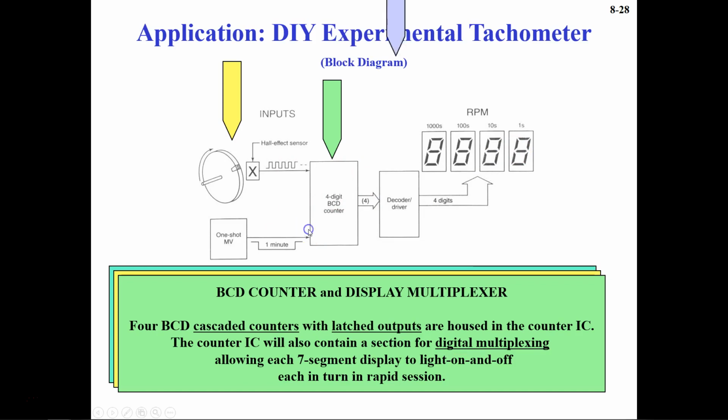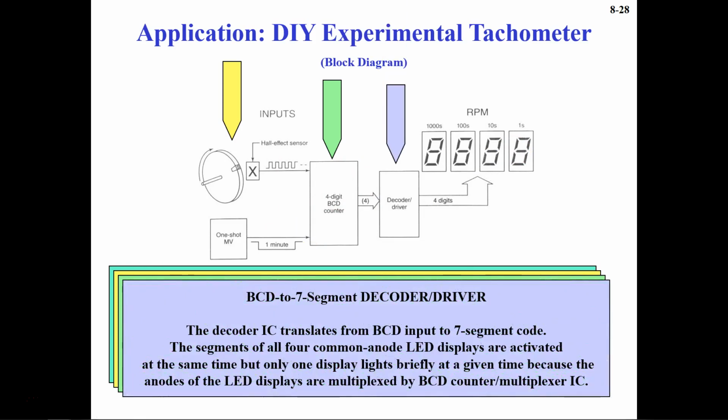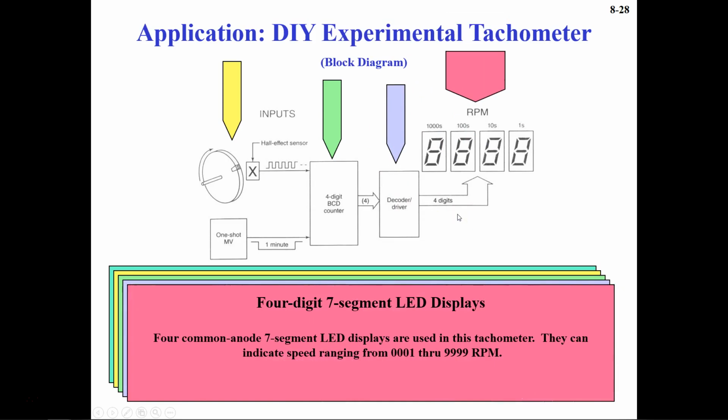And then we have the BCD to 7-segment decoder and driver. The decoder IC translates BCD to 7-segment code. The segments of all 4 common anode LED displays are activated at the same time, but only one display lights briefly at a given time, because the anodes of the LED displays are multiplexed by the BCD counter multiplexer ICs. And then you have the 4-digit 7-segment display.